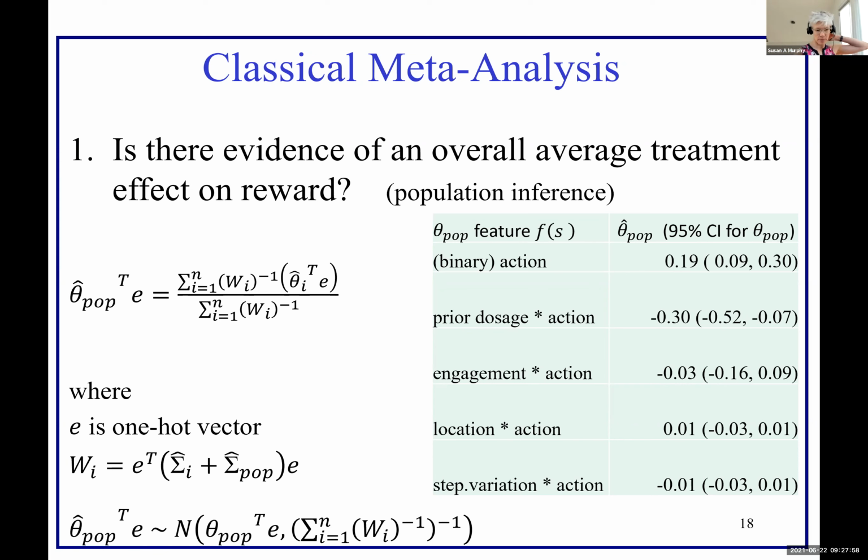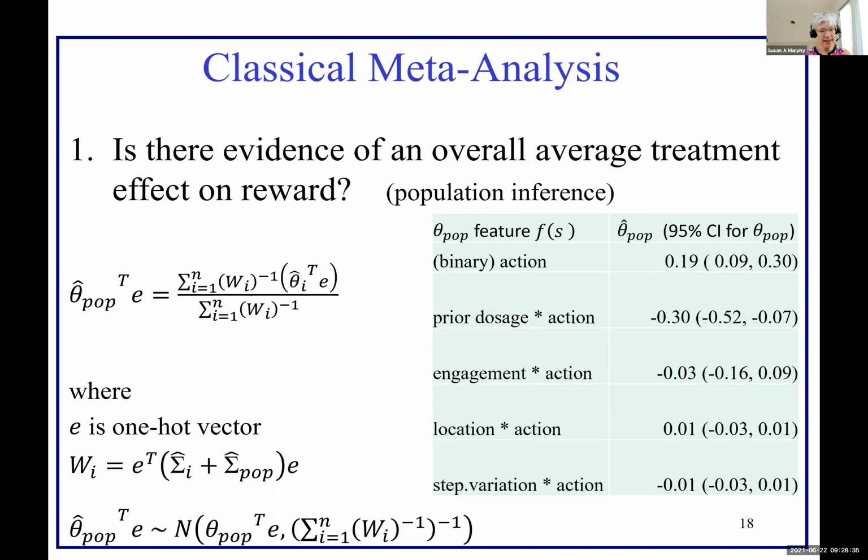The current context was: prior dosage, which was an exponentially discounted number of suggestions that had been sent recently over the past week; engagement, whether or not the user was looking at the app of their own volition; location, whether the user is currently in a structured environment or a less structured environment; and step variation, how variable their activity has been around that time over the prior week.